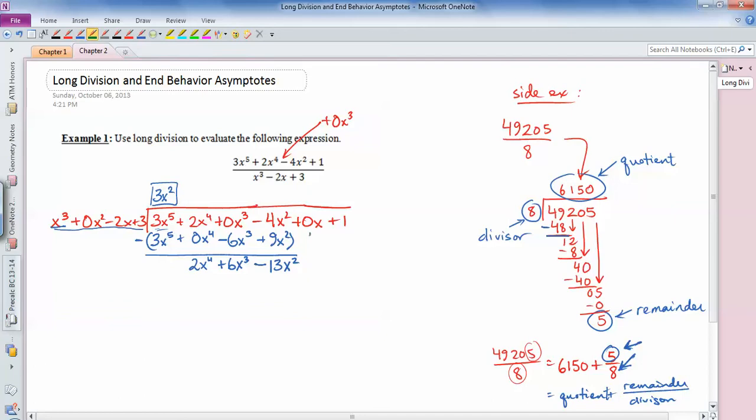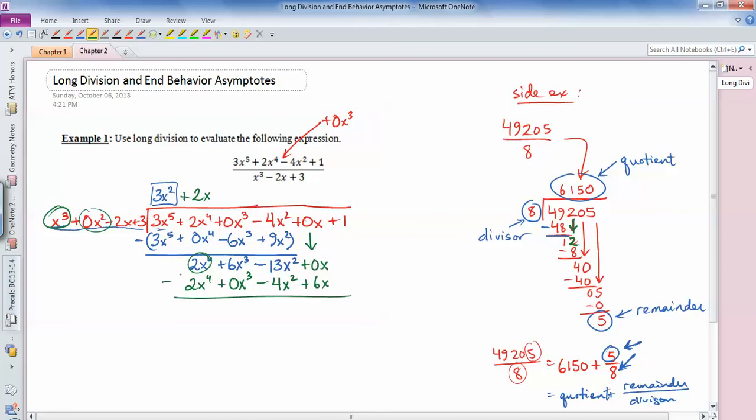Now I'm going to bring down the 0x, just like I did over here where I brought down the 2. Okay, so I repeat the process. So what times x cubed is going to give me 2x to the 4th? So that's going to be a 2x. So if I do 2x times x cubed, I get 2x to the 4th. 2x times 0x squared is going to be 0x cubed. 2x times negative 2x is negative 4x squared. And 2x times 3 is plus 6x.